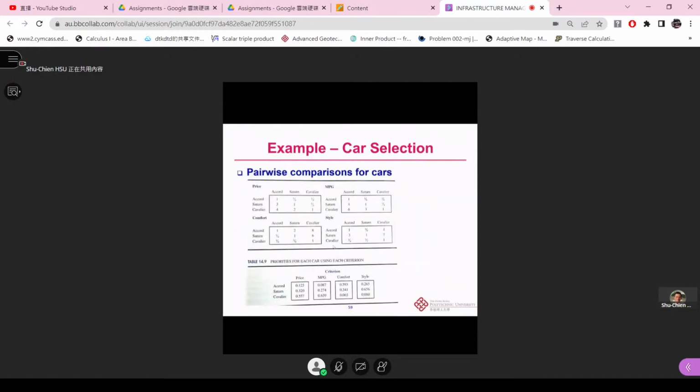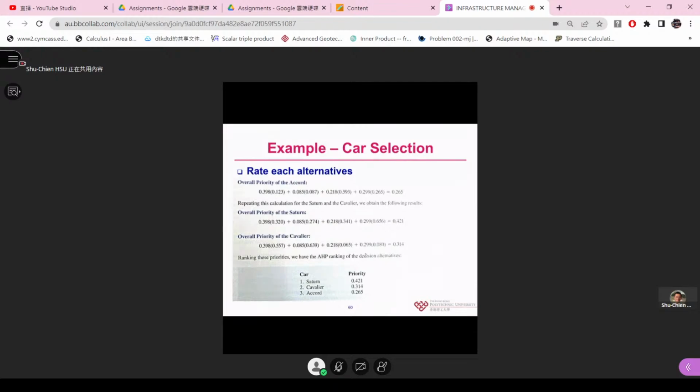Remember that we have 2 layers of the AHP for this example. The first one is that we do AHP for those criteria: price, MPG, style and comfort. So now we defined how important the weighting for those criteria is. And the second layer is that we compare the cars themselves, because we also have that information about the cars. After that, we can have the priority for each car using each criterion like this. We just repeated those steps step by step. Then we can finally rate each alternative like this.